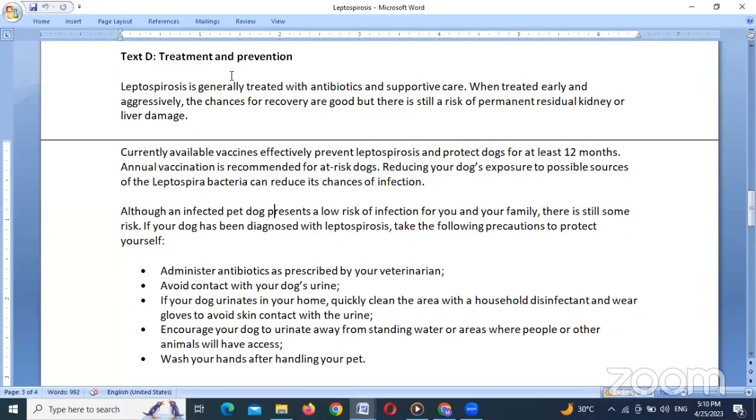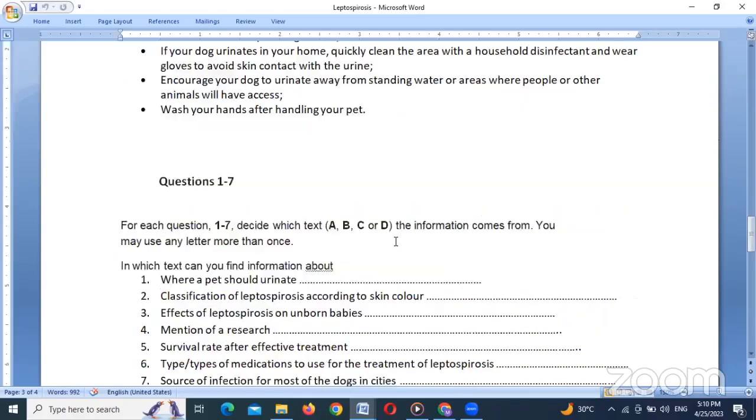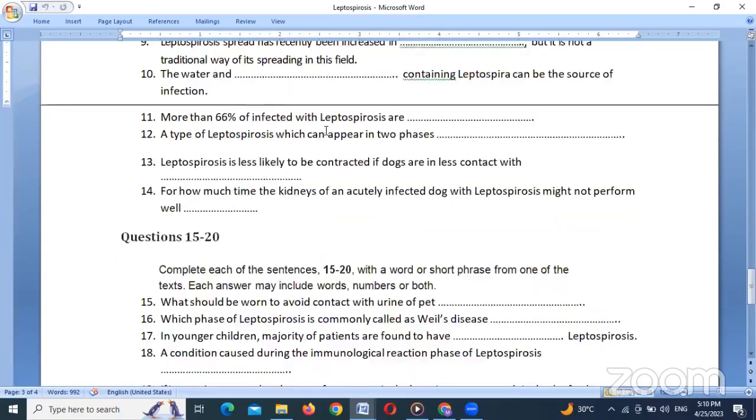Okay, so here in the first part, they're talking about the treatment, and in this part, they're talking about the prevention. Okay, so this is our quick skimming and scanning.